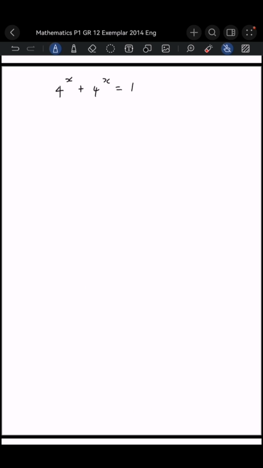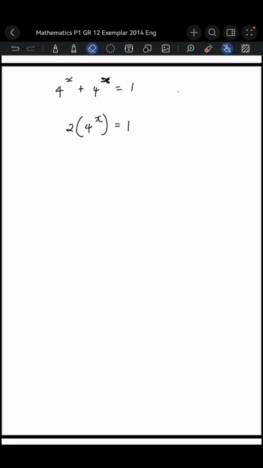4 raised to the power of x plus 4 raised to the power of x is equal to 1. What we have is 2 times 4 raised to the power of x is equal to 1, because 4 raised to the power of x plus 4 raised to the power of x are like terms, which is the equivalent of a plus a, which is equal to 2a, because they are like terms.